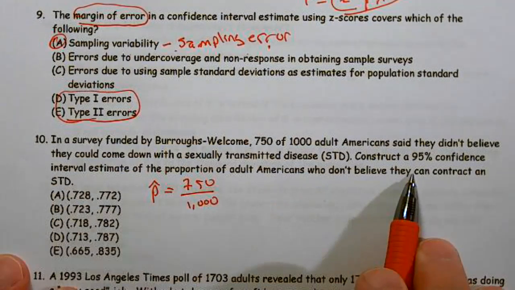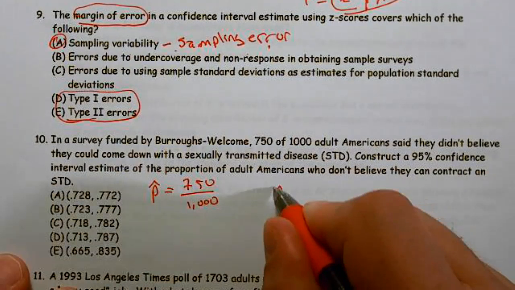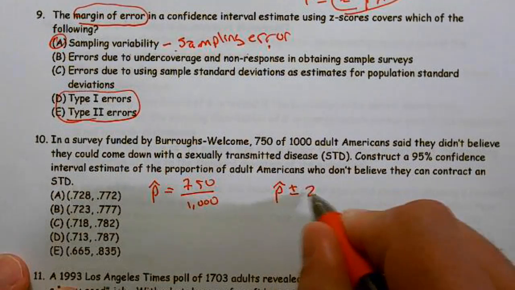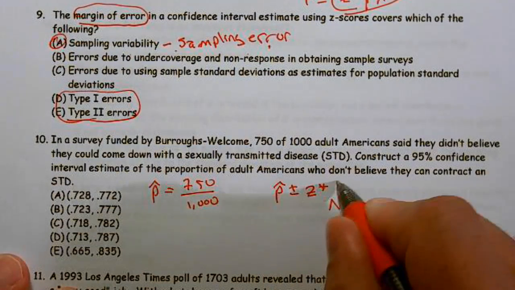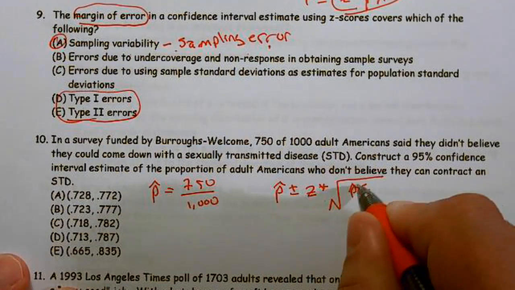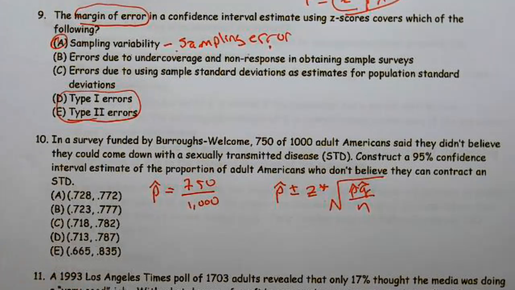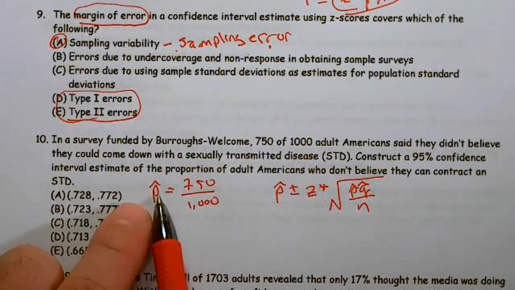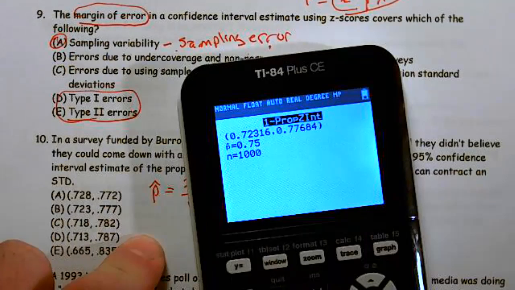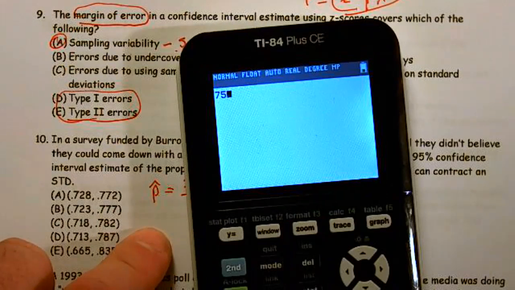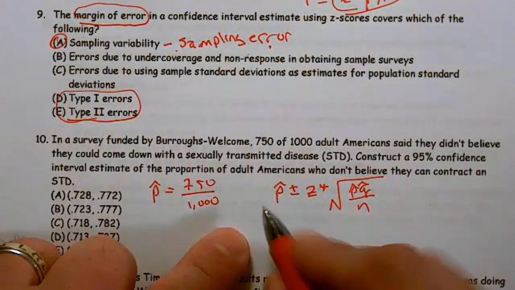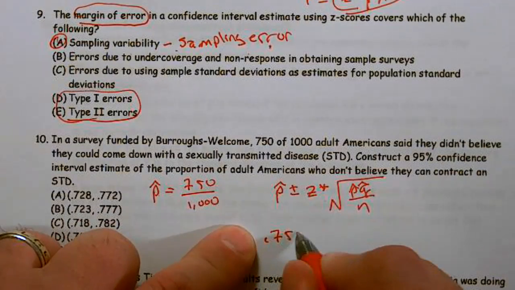And they're asking us to construct a confidence interval, which is going to follow this formula, p hat plus or minus z star square root of p hat q hat over n. Now I'm going to go all the way through this, although the calculator is not going to require me to do it, but I'm going to do it all the way through so that you'll know how to do that. So we already have the 750 over 1,000. So real quickly, 750 divided by 1,000, so 0.75. So this is going to be 0.75 plus or minus.